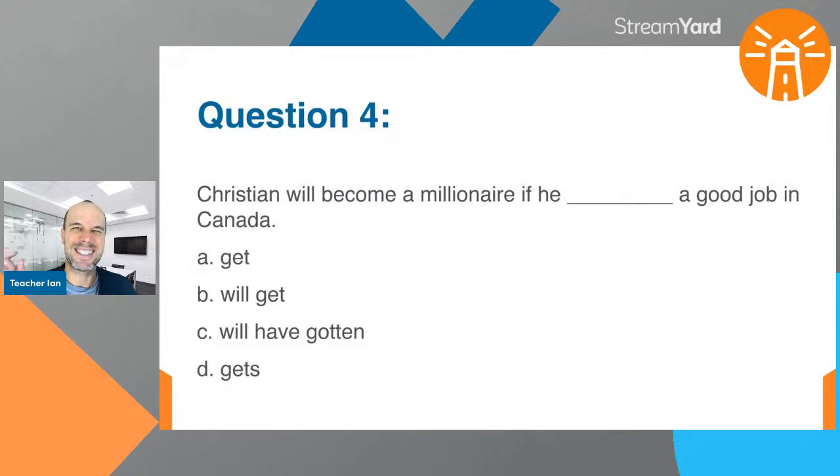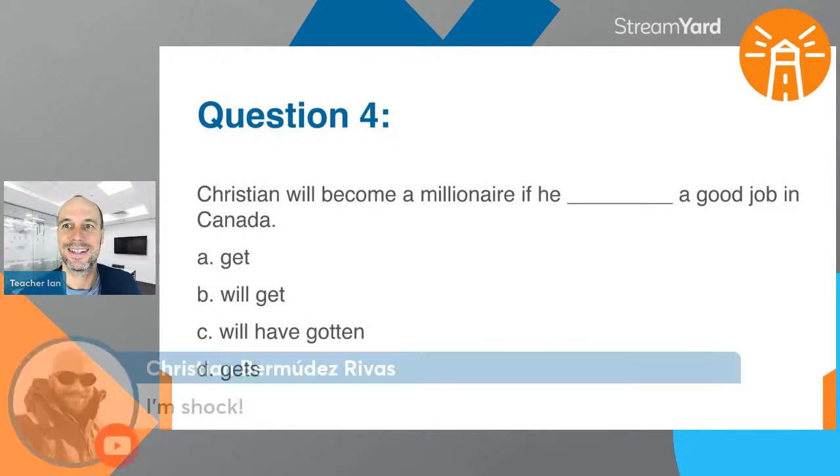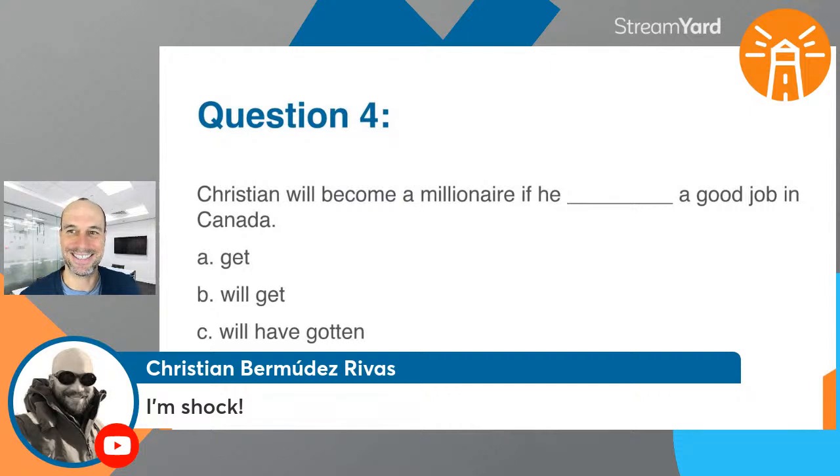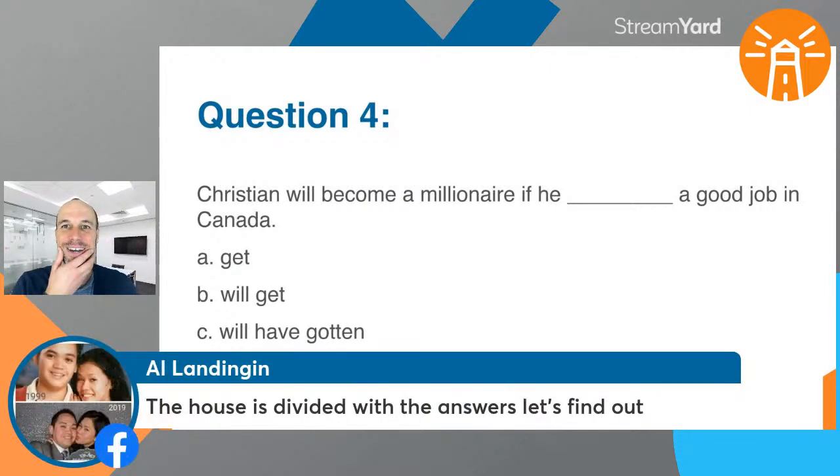Correct answer is D. So Christian will become a millionaire if he gets. You have to put the S because this is the simple present. This is first conditional, right? It's something that is possibly going to happen. I'm shocked. Okay, he's shocked. It's possible, right? The house is divided with the answers.